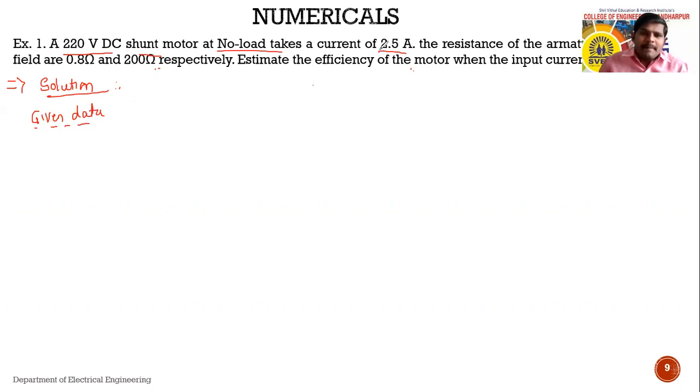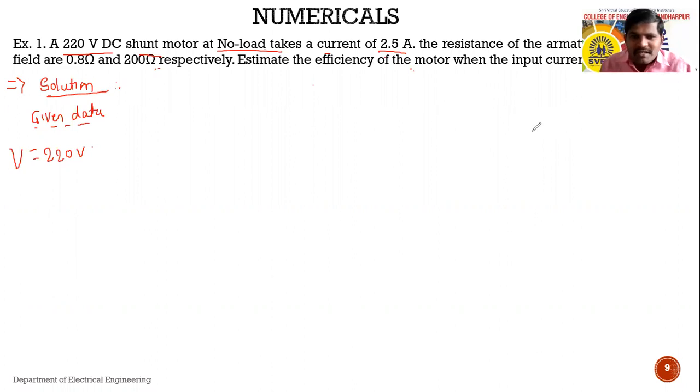Tell me the given data. It's a very simple problem, but it is important. Voltage is given, that means supply voltage V. We are considering the no load condition, whether we represent it as V0 or V at no load condition, it is nothing but 220 volt. After that it will take a current of 2.5 ampere, whether this is armature current or supply current.